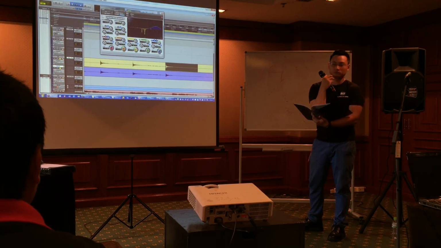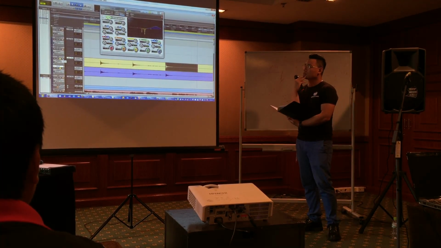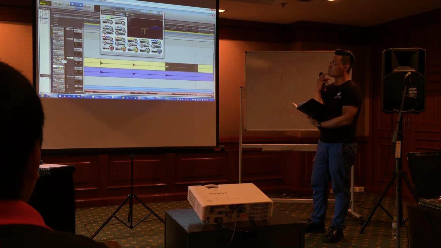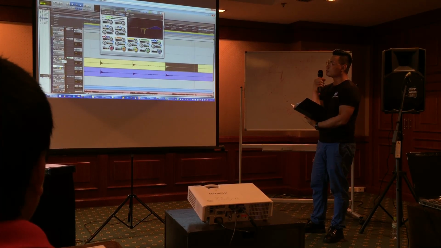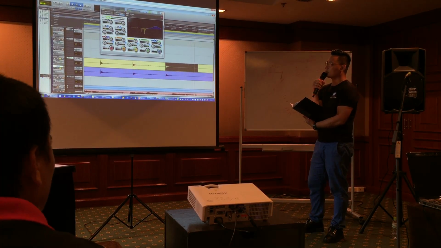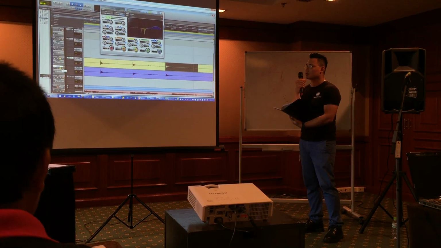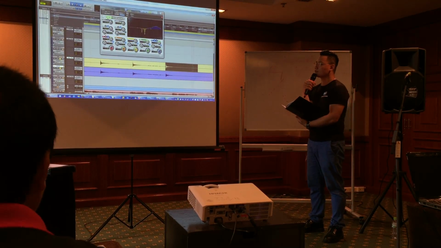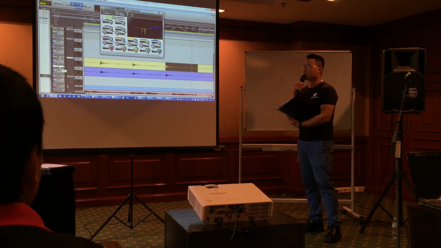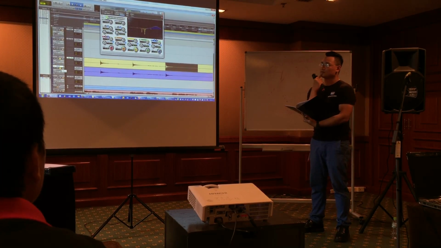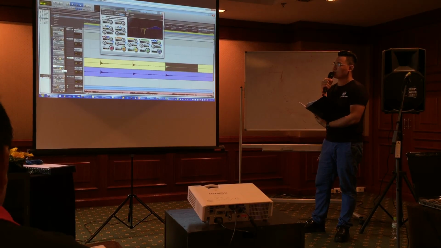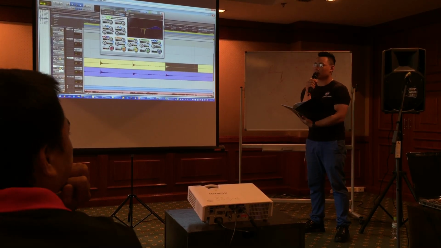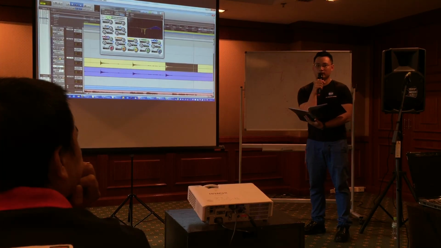So, putting solo both mics. This is the result of the two mics together, and this is only the upper one. As you can listen, with two mics together, we lose the low frequencies.